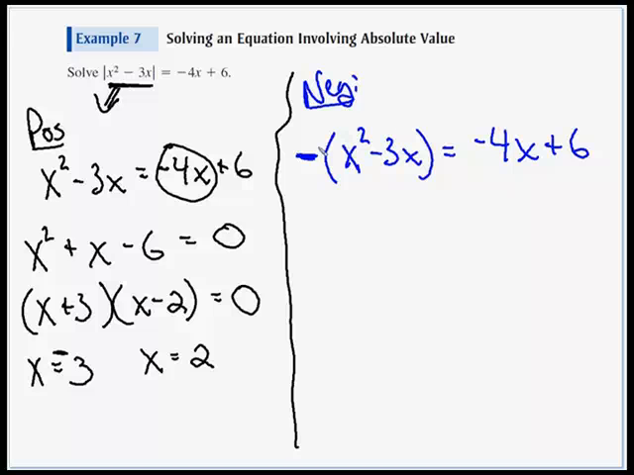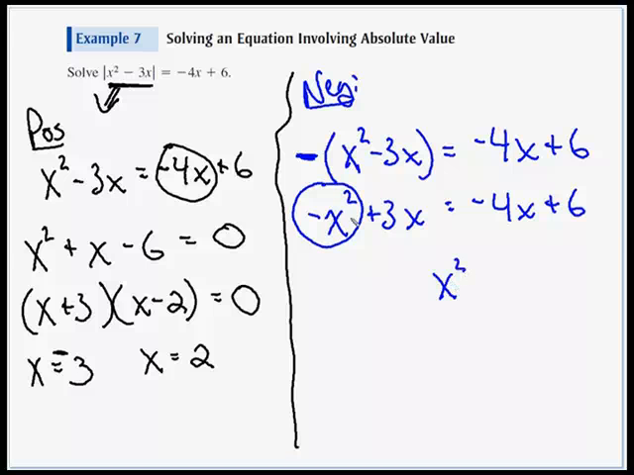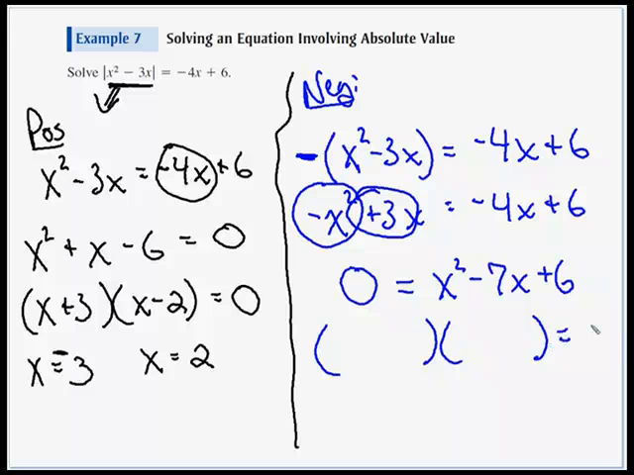And now we come over here, and the only difference is we're going to distribute this negative. Now it's minus x squared plus 3x equals our minus 4x plus 6. And let's add x squared to both sides. So now we're going to have an x squared. And then we'll subtract 3x from each side. Minus 4x minus another 3x is minus 7x plus 6, and that's equal to 0. And it doesn't matter what order we write it in, we'll factor it over here and set it equal to 0.